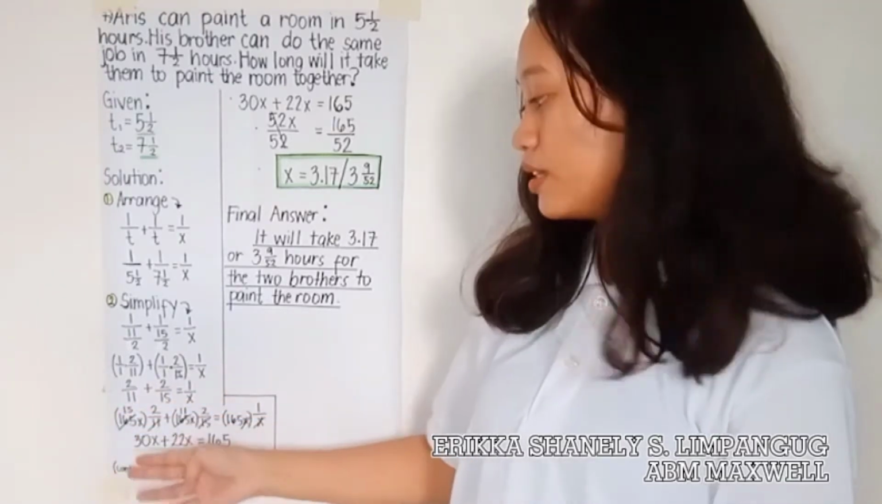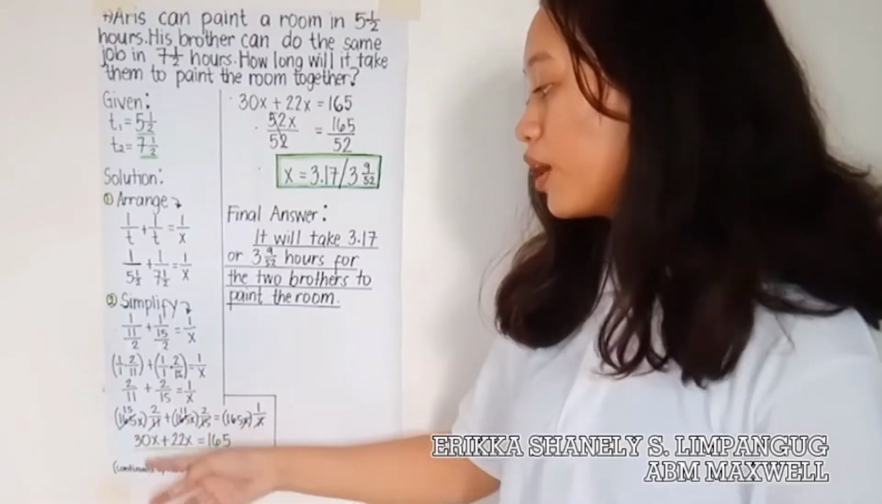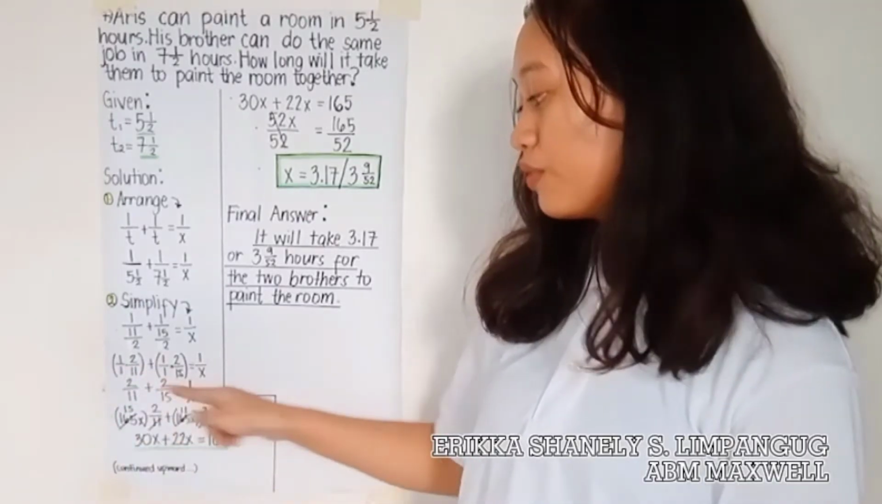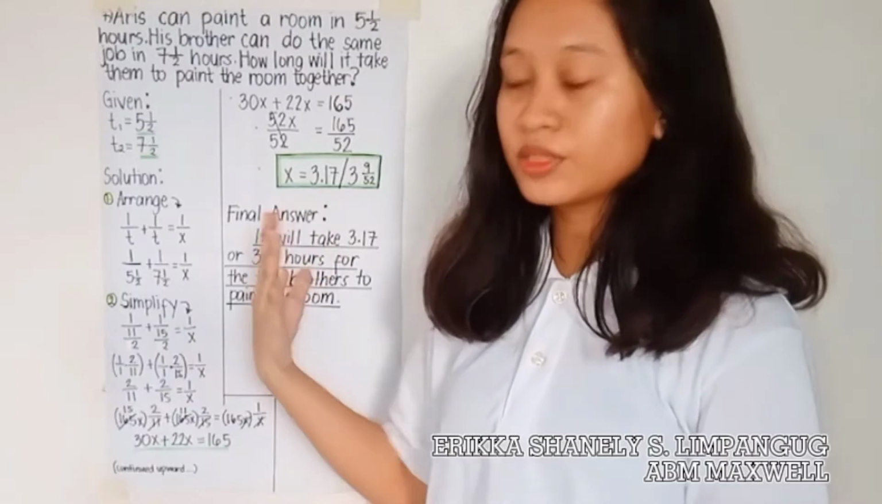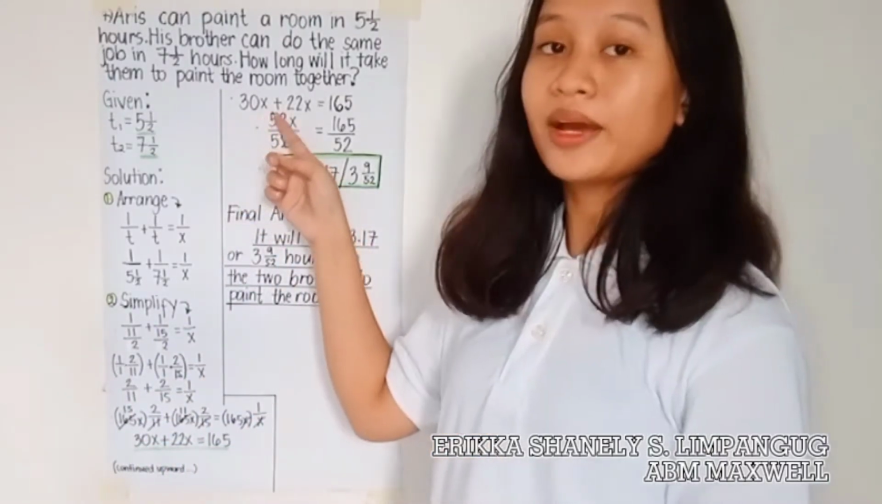Then we have to find the LCD of 11, 15, and x. Their LCD will be 165x. So we have to multiply 165x into each value. So after simplifying and multiplying, we get 30x plus 22x equals 165. And then we have to combine like terms.